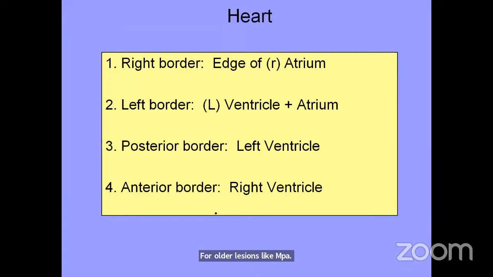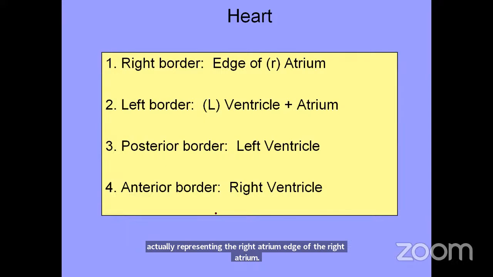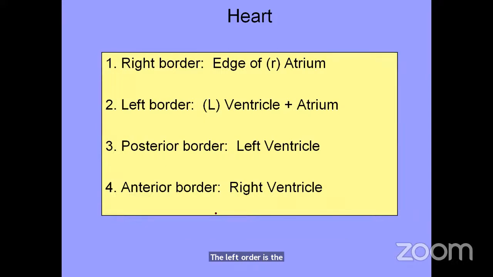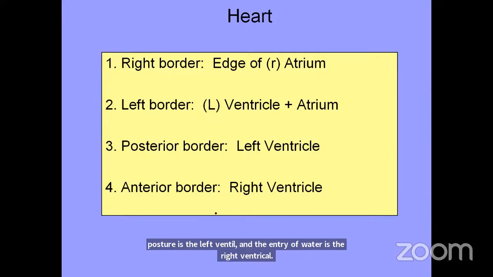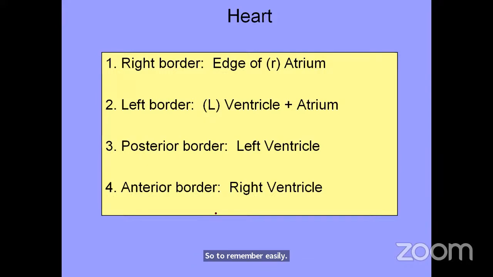Then we have an important structure, the heart, in the chest X-ray. The right border of the heart actually represents the right atrium, the edge of the right atrium. The left border is the left ventricle and atrium. The posterior border is the left ventricle, and the anterior border is the right ventricle. So to remember easily, the right ventricle and the right atrium will be the right border and the anterior border, and the left atrium and ventricle will be forming the left border and the posterior border.